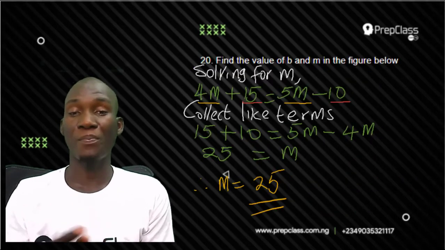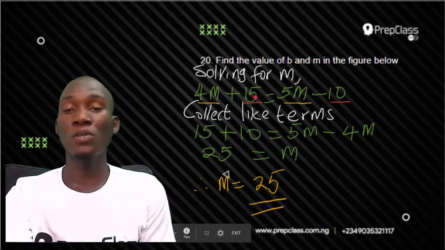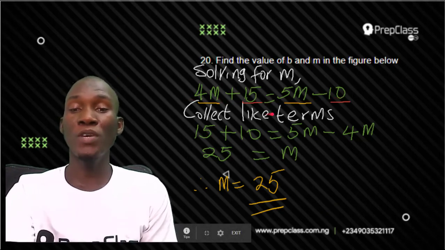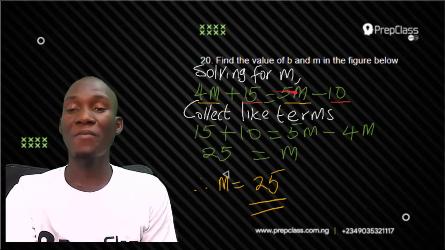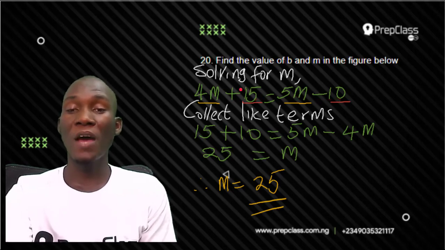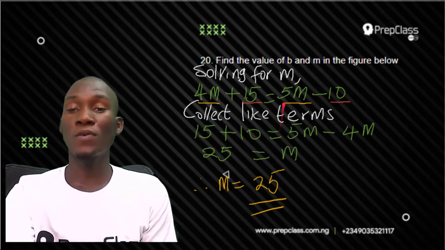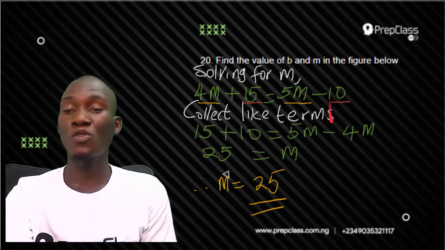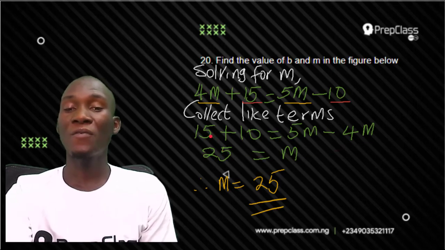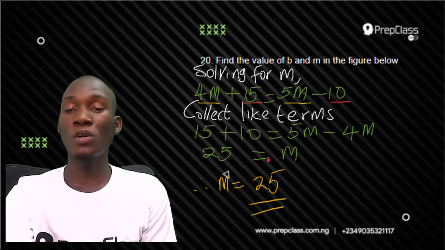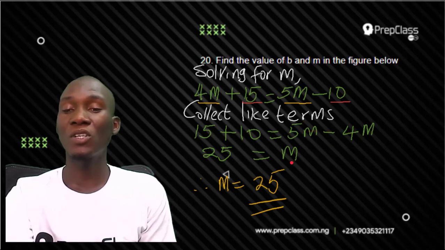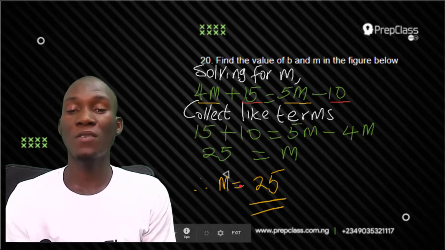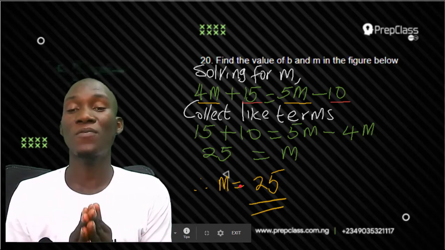So now solving for m, we have 4m plus 15 equals 5m minus 10. What we do here is to collect like terms. 4m and 5m will go to one side of the equation. 15 and 10 will also go to one side of the equation. So we have minus 10 will cross over the equals sign and change to plus 10. 5m is already on this side of the equation. So 4m will cross over and change to minus 4m. So from here we have 15 plus 10, that is 25, which is equal to 5m minus 4m, that is giving us m. So we have m is equal to 25. So it means the value for m is 25 degrees.